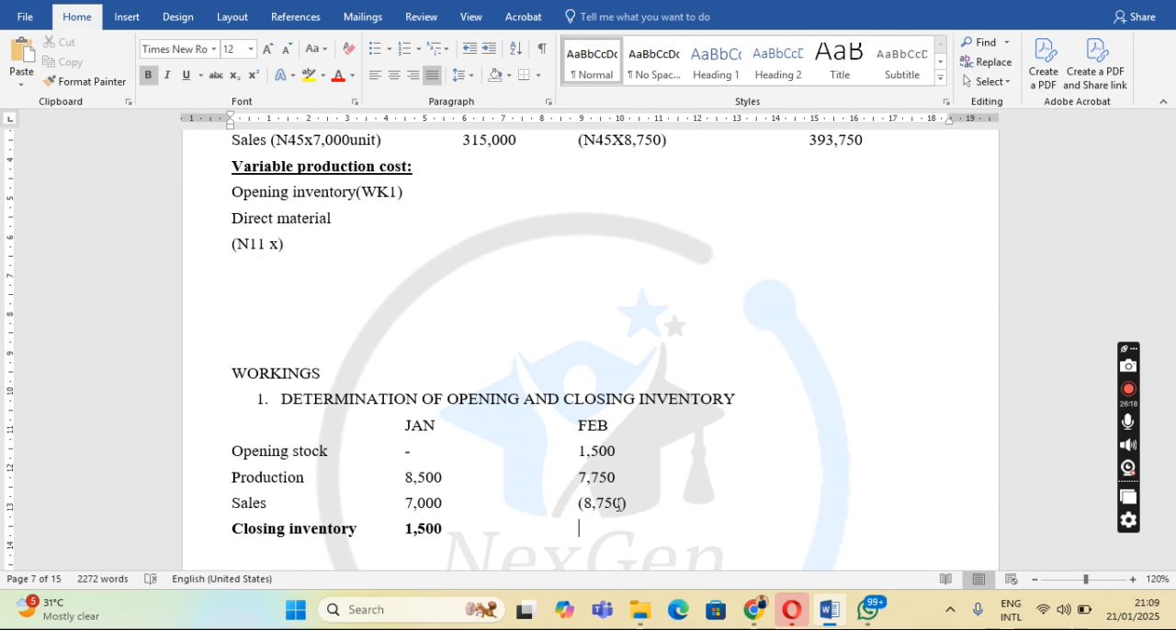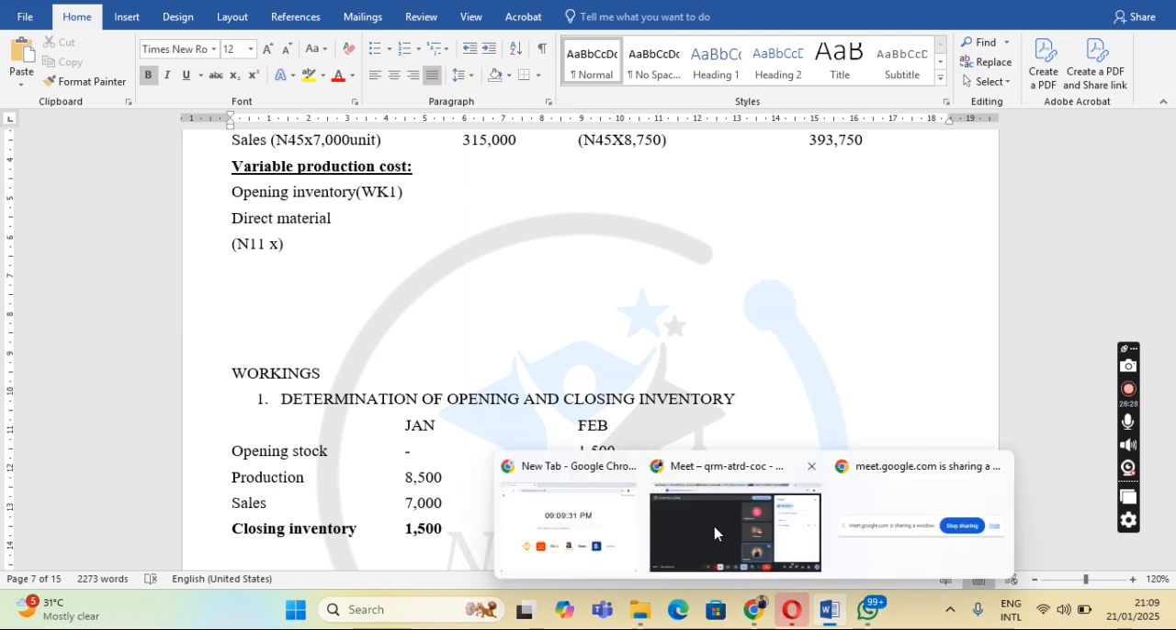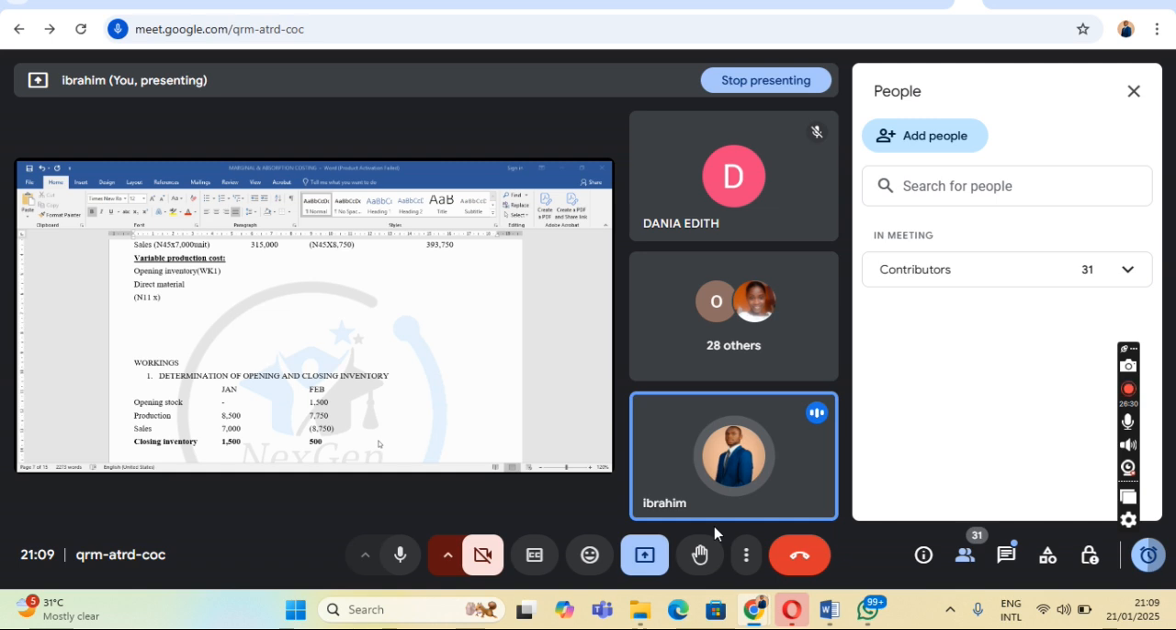Class, what is the closing inventory here? Quickly. 500. See, class, it is not 500, it's 500 units, right? You are in performance management class, right? You are now a cost accountant, right? You are now a management accountant, right? It is 500 units, class, units.